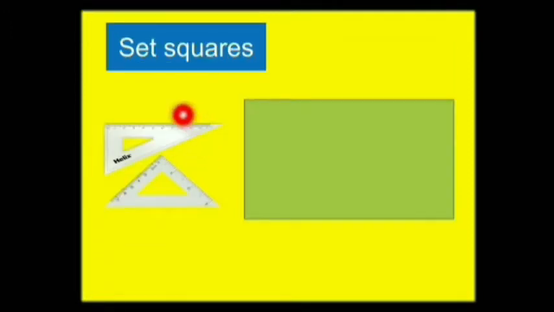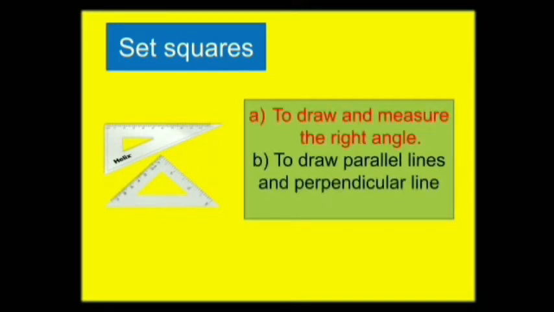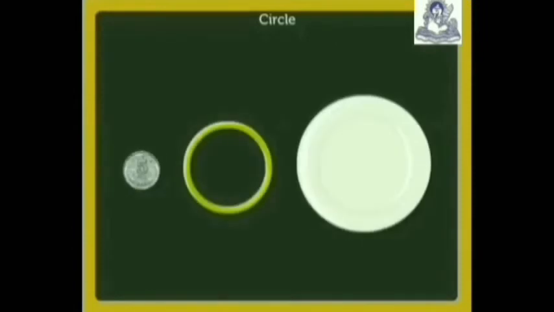Children, see these pictures. What are these? Yes, these are set squares. These are used to draw and measure the right angle, and they are also used to draw parallel lines and perpendicular lines. Look at these objects. They are all circular in shape.